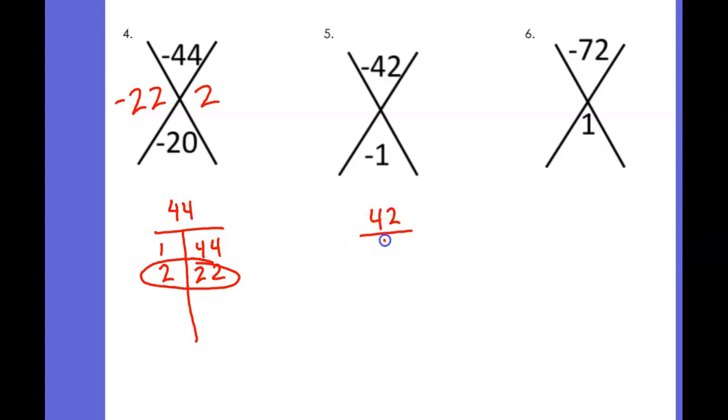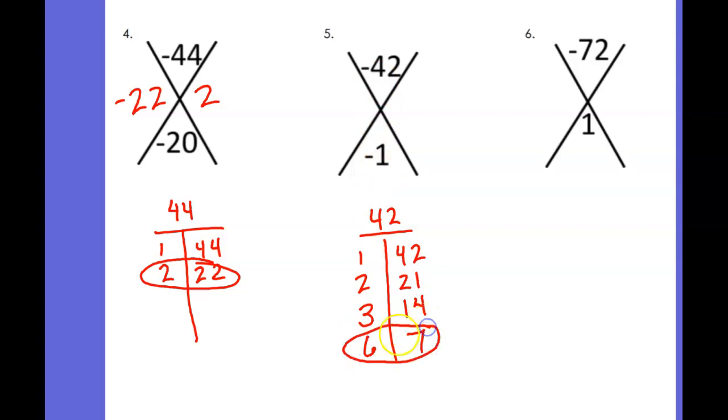All right, negative 42. Again, you could say 1 and 42, 2 and 21, then you've got your 3 and 14. Not divisible by 4, but you do know 6 times 7. Looking at these, our differences, which would have a difference of 1, would be 6 and 7. In order to make that a negative 1, the 7 would have to be negative. So 6 times negative 7 is negative 42, and adding them together, you get negative 1.